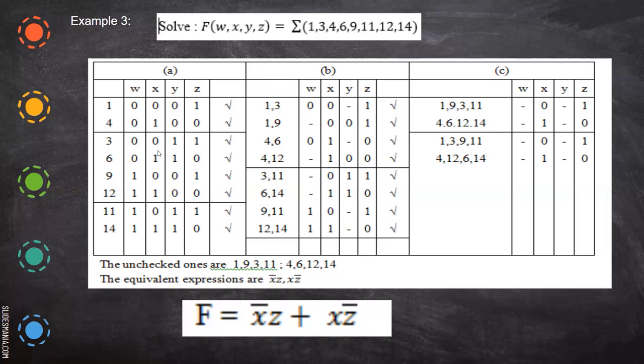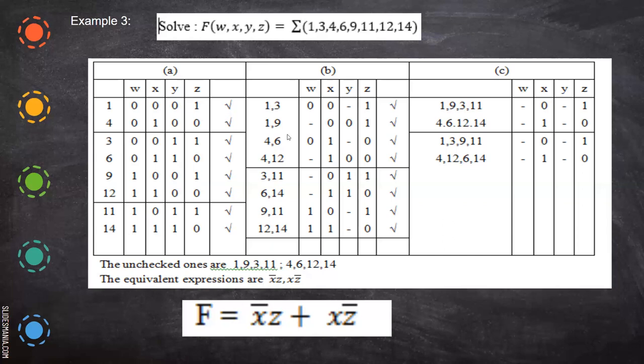The next group, we form from those having two ones in their binary number. 3 has two ones, and 6 has two ones, 9, and then 12. All of these have two ones, so this forms another group. Then the next is 11 and 14. These have three ones, so those are grouped as a third group. Likewise, we group the numbers.